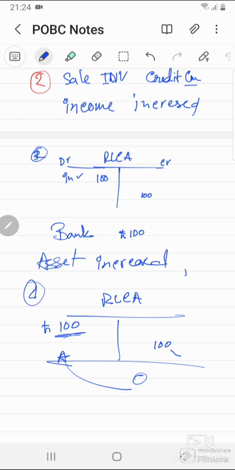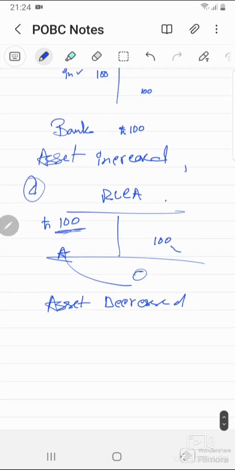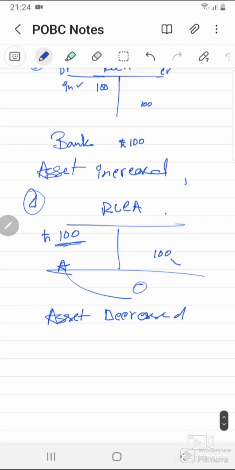And what originally happened in the bank is that when we deposit the cheque, the asset was increased. Now asset decreased, because we are not looking at the RLCA effect, we are looking at the opposite effect. So asset decreased. This is like the second stage. In the first stage, when we deposit £100 to the bank, the asset was increased. Now it bounced back, so the asset decreased.